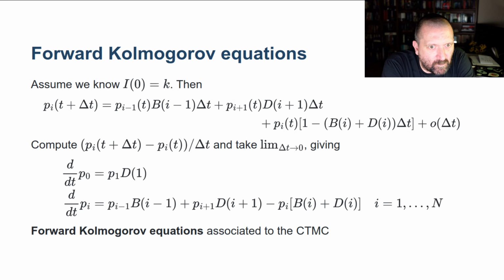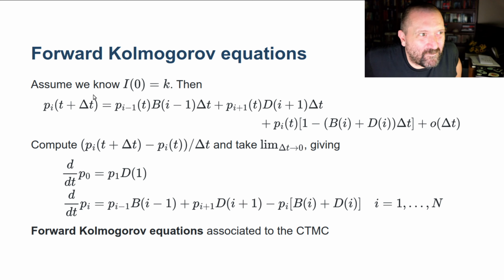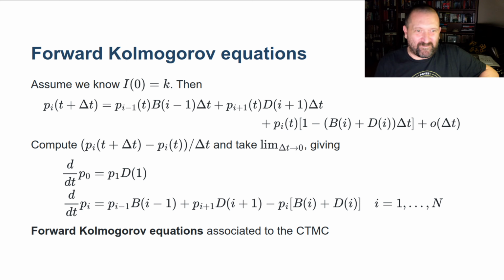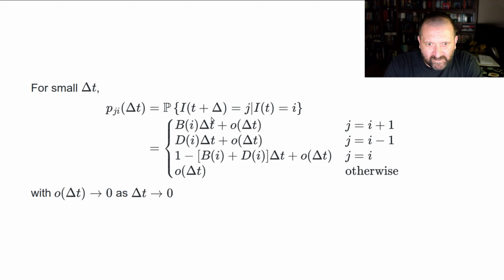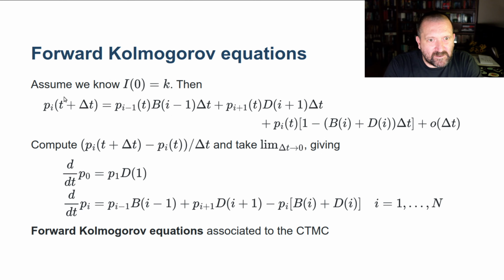Now, what we call a forward Kolmogorov equation is defined the following way. There would be a lot more to say about this, but I'll just briefly define it. You can use the quantities we defined here to give the probability that I'm in a certain state at time t plus delta t as a function of the probability that I'm in all the possible other states at time t.